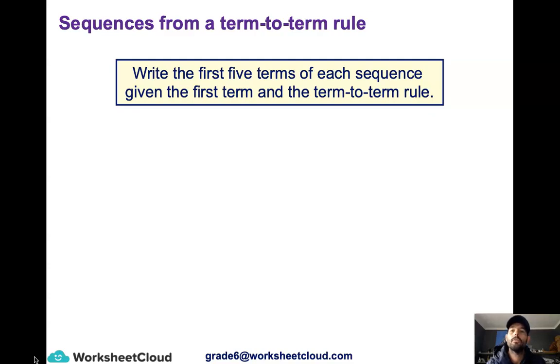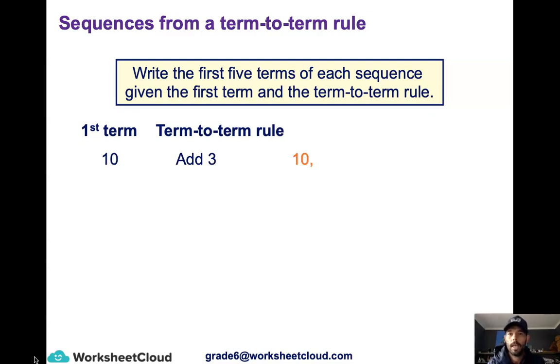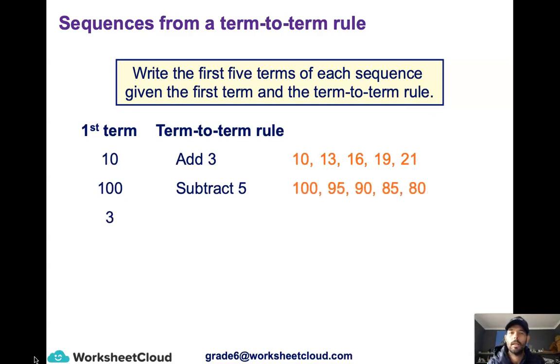If you write the first 5 terms of each sequence, given the first term and the term-to-term rule, let's see what you guys come up with. So if my first term's 10 and I add 3, then it would be 10, add 3 to 13, add 3 to 16, add 3 to 19, and so on. If I gave you the first term of 100 and I asked you to subtract 5, then it's going to look like that, multiples of 5 but going down. If I gave you 3 and our term-to-term rule was to double it, then you'd double 3 to 6, double 6 to 12, then double 12 to 24, and so on.